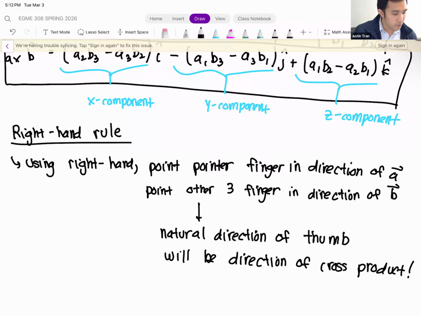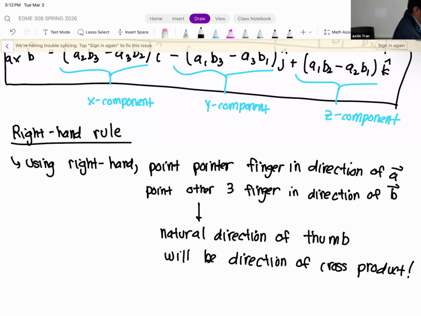So if you're ever confused about which direction the cross product is going to be, just simply use the right hand. You'll look kind of silly. You'll feel kind of silly pointing your fingers in weird directions on the paper. But I think there's no easier way to determine the direction.